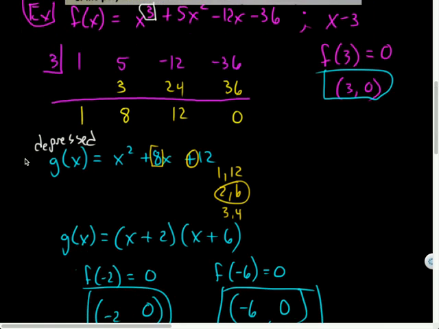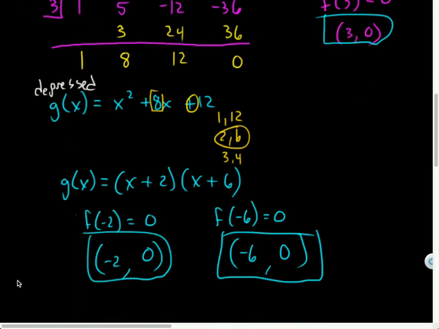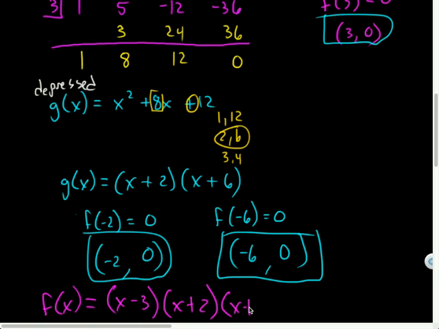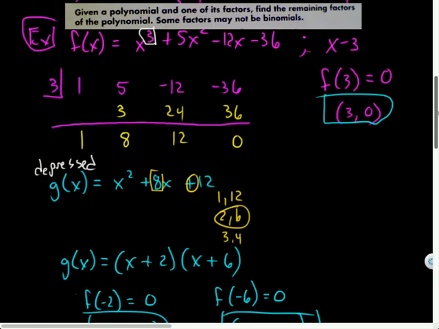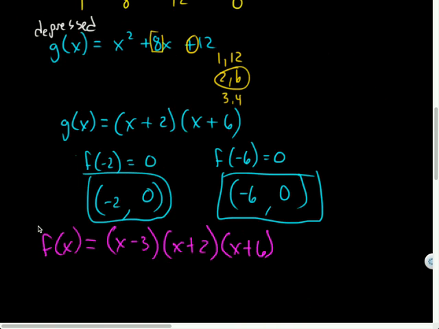So I just want to point out that another way I could write this is that f of x is factored to be x minus 3 times x plus 2 times x plus 6. So I can represent f of x as the product of these factors. All right? So this is true.